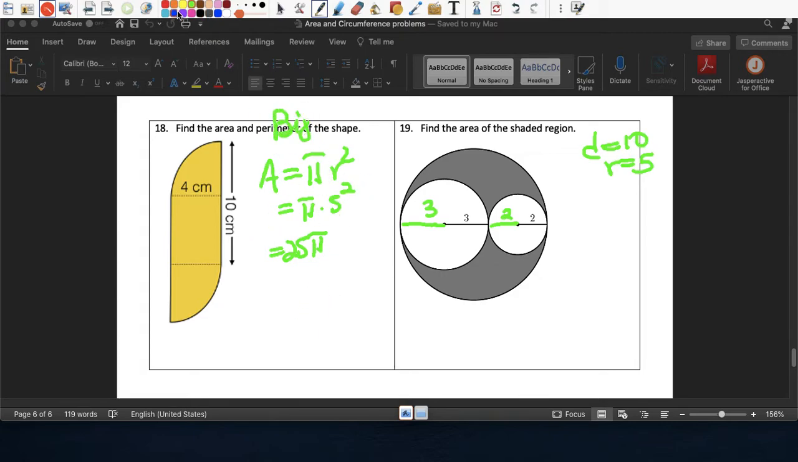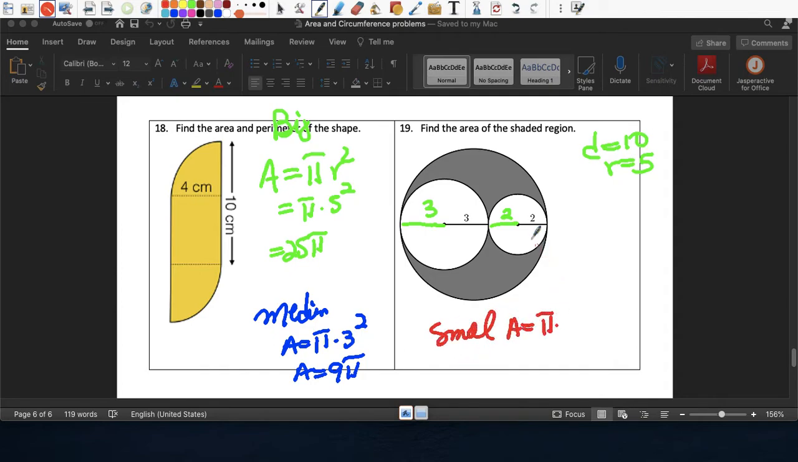Let's go to the medium circle. The radius is 3. So A equals pi times 3 squared. Area equals 9 pi. The small circle: A equals pi r squared, in this case the radius is 2, and 2 squared is 4. Area equals 4 pi.